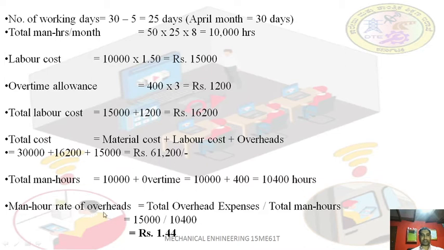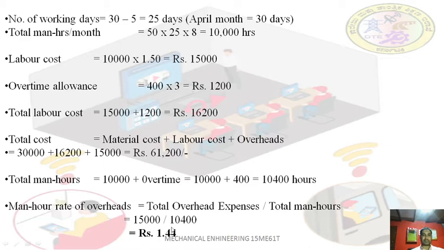The man hour rate of overhead is given by the formula total overhead expenses divided by total man hours. So if the labor works for 1 hour, then you have to keep an overhead of 1.44 rupees. That is the calculation of overhead. The total overhead is given as 15,000, and the total labor hours are 10,000 normal hours and 400 overtime hours. So divided by 10,400, we got 1.44 rupees.